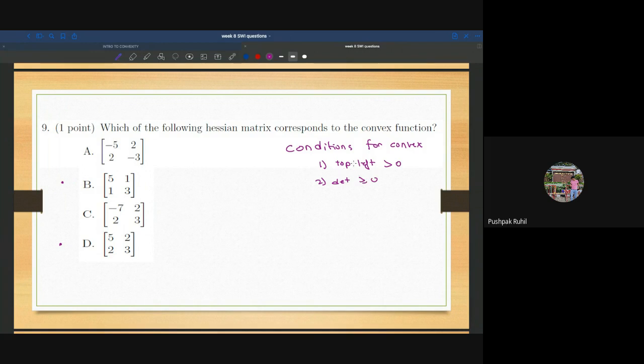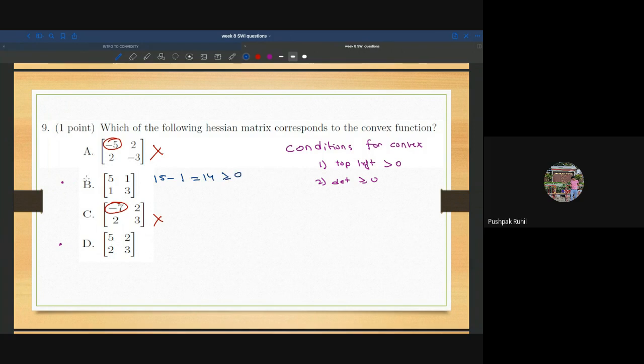So this is again the same concept that we have to use. You can already eliminate this and this because your top left element is negative. So the first condition does not hold true for these Hessian matrices. That's why we eliminate them. Now in B and D, the first condition is satisfied, but we have to satisfy the second condition. So we find the determinant. What would be the determinant? It would be 15 minus 1, which is equal to 14, which is more than or equal to 0.